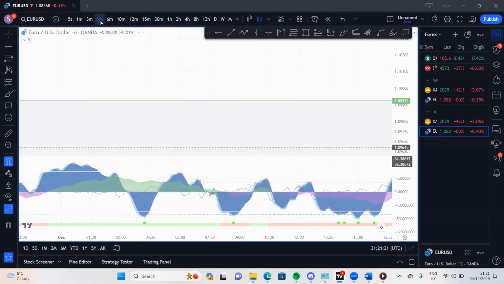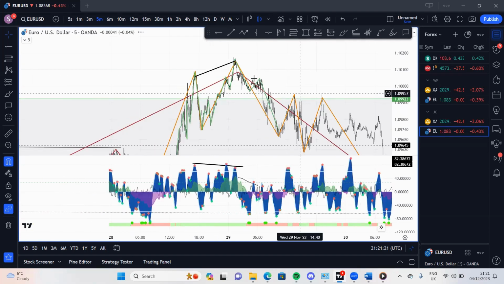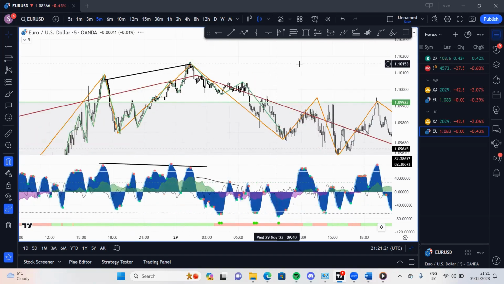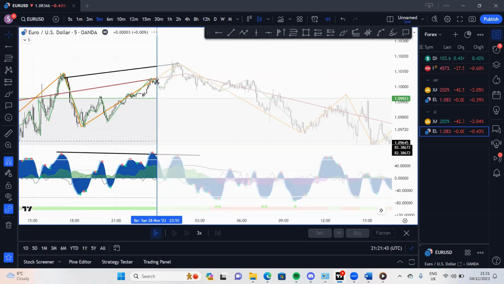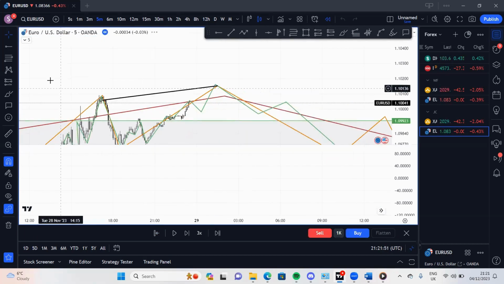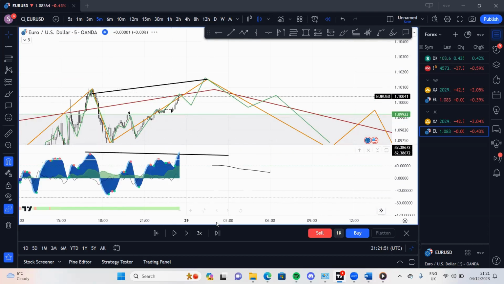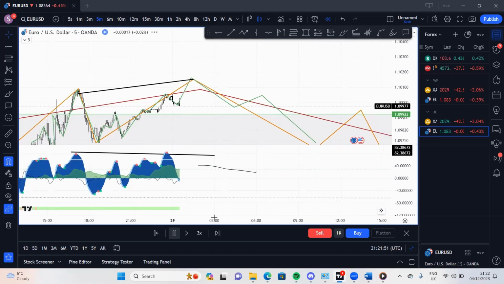Well, let's go further down. Let's see what we had on the 5 minute. If we were to use our replay tool on the actual top, this is what we would see. We're expecting a bearish divergence. We let price play out. It's coming up. It's coming up.